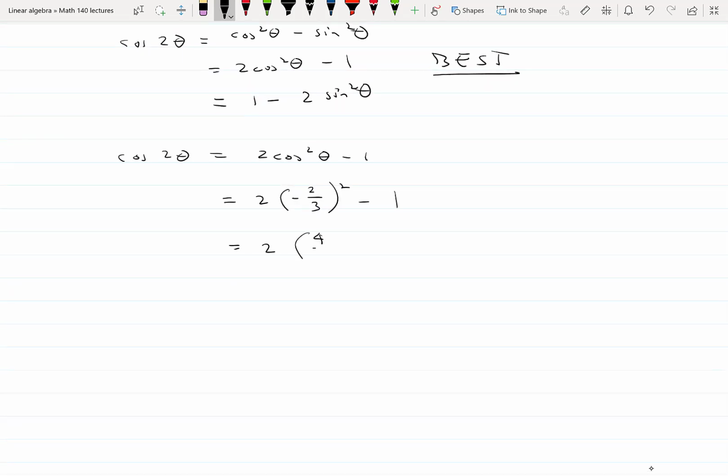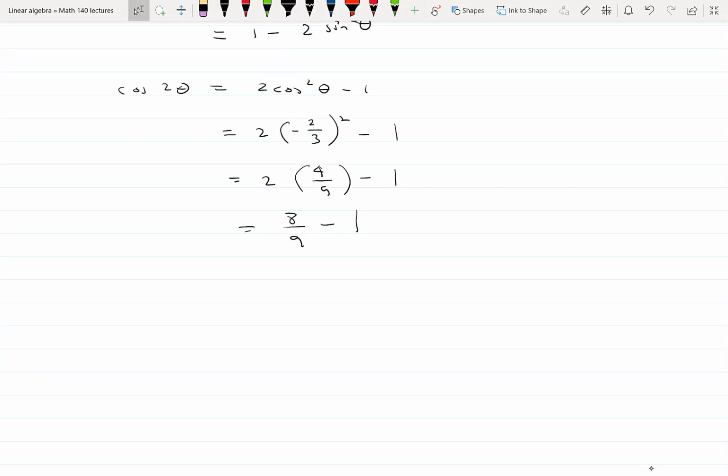2/3 squared is 4/9. Minus 1. 2 times 4/9 is 8/9, because it's like having 2 over 1 times 4 over 9, 8/9. And 8 over 9 minus 9 over 9 is negative 1 over 9. So the cosine of 2 theta is negative 1 over 9.